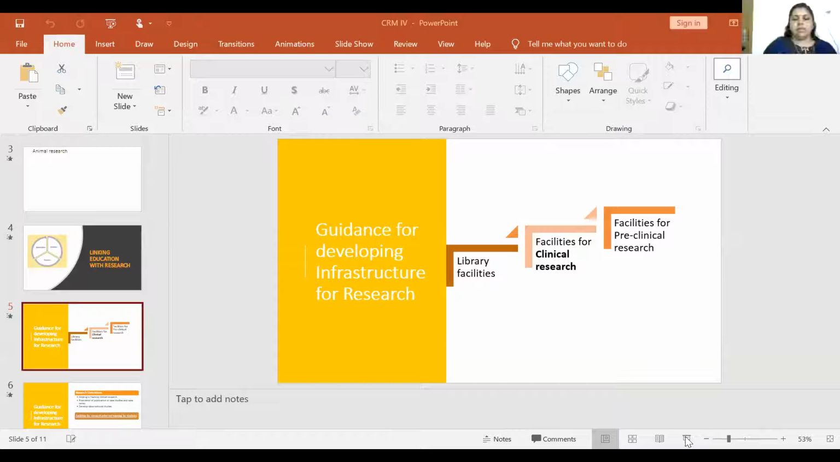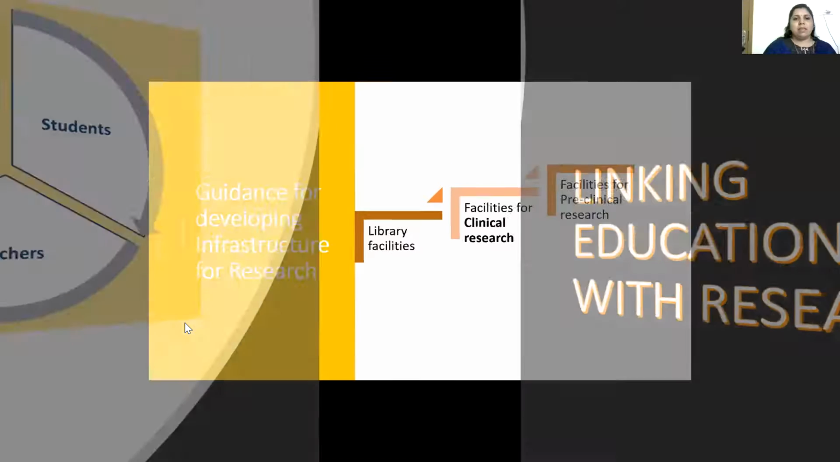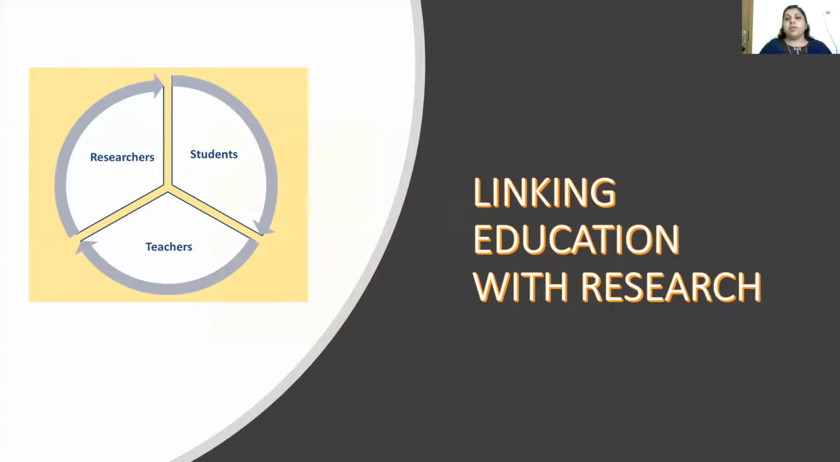Now it's okay. So any institution requires three important things for improving research. That is, a group of students who want to do research, teachers who want to teach the students how to do research, and a researcher perspective in a candidate. So researcher, student, teacher. These three form an intermingling process.